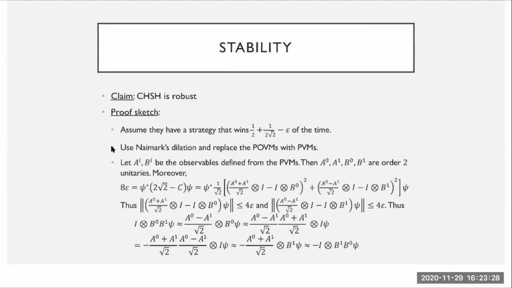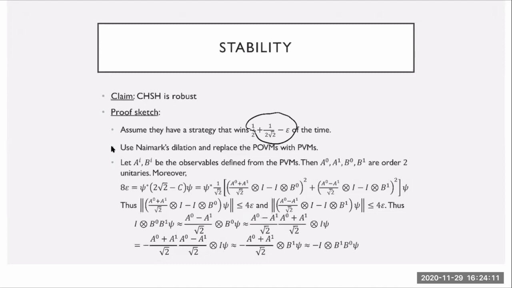So we assume that we have an almost optimal strategy, one that wins with probability 1/2 plus 1/2 square root of 2 minus some epsilon. Now, next week, Alon will talk about Naimark's dilation. Naimark's dilation tells you that for every strategy you can enlarge your space. So assume that a priori they used maybe more qubits, but now all of their measurements are projective valued measures and not positive operator valued measures. So you totally disregard the case where these are positive operator valued measures.